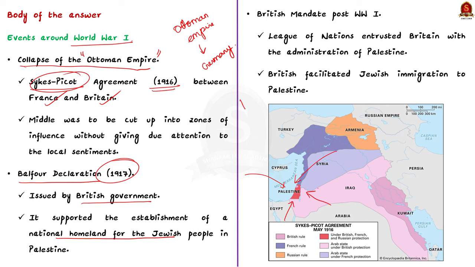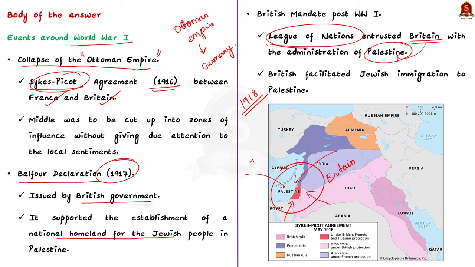So this in turn intensified the tensions between Jewish and Arab communities in the region. And in 1918, when World War I came to an end, the Ottoman Empire collapsed, as expected by all. So the League of Nations entrusted the territories of the Ottoman Empire to Britain and France. Britain took over the entire territory of Palestine under its control. So under Britain's rule, many Jewish people around the world entered Palestine and started settling there.